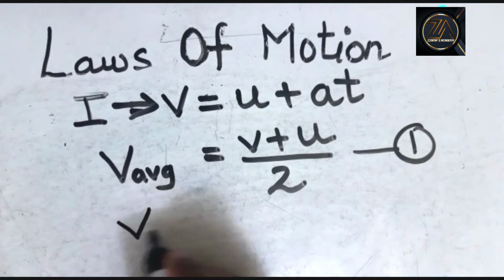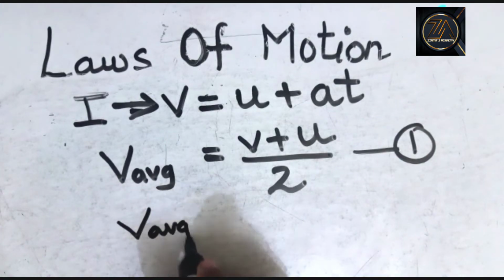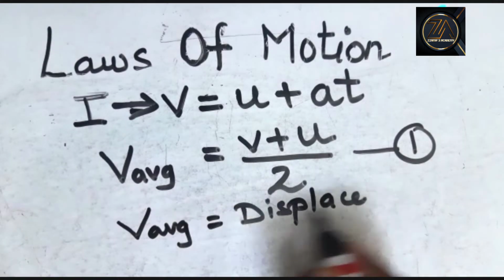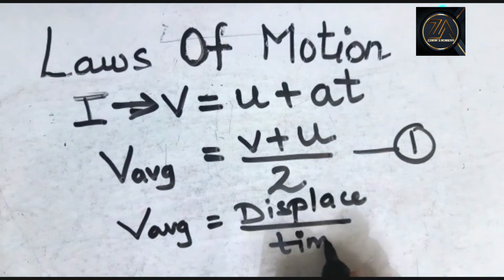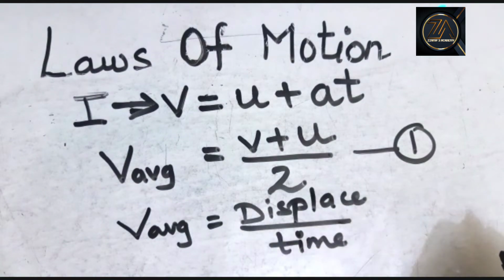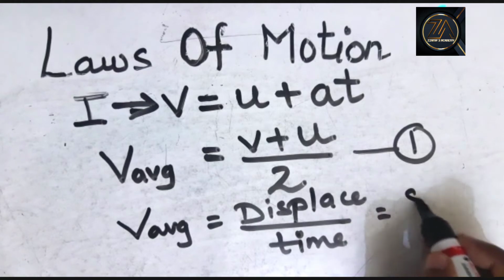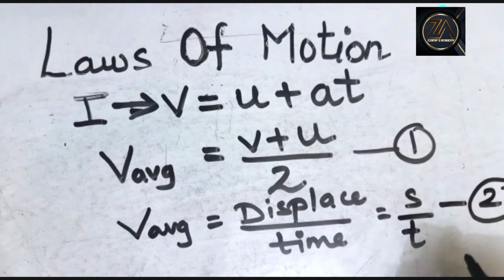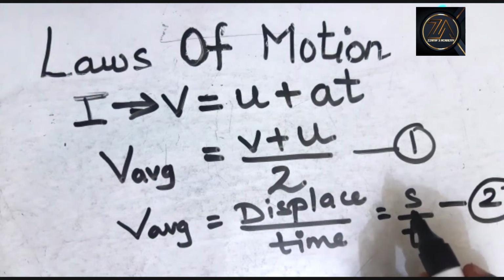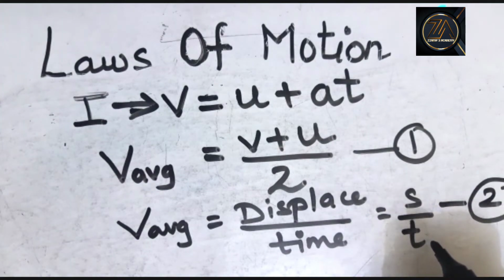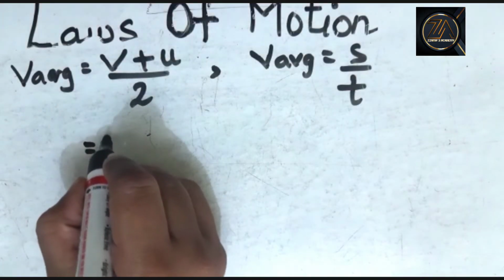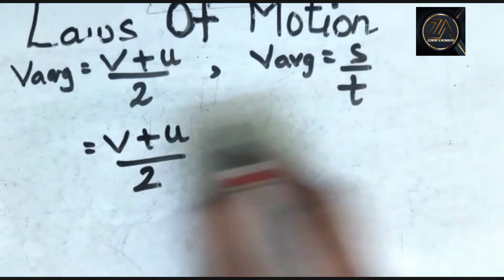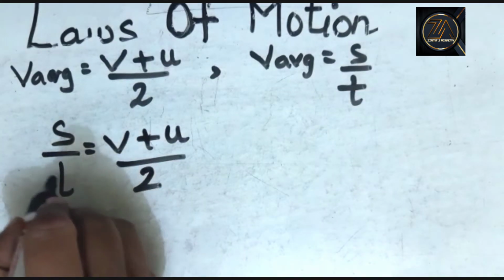We all know that v is what? V is nothing but displacement upon time. And what symbol do we use for displacement? It's nothing but s upon t. So this is our equation number 2. So from these two equations, we can say that v plus u upon 2 equals s upon t.